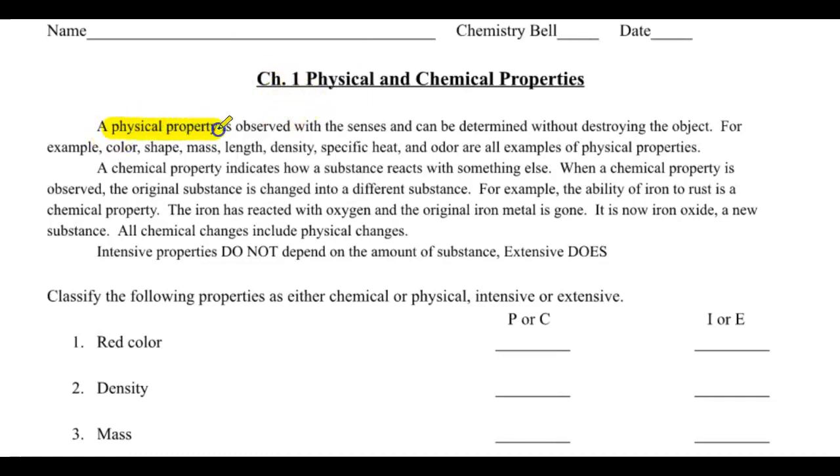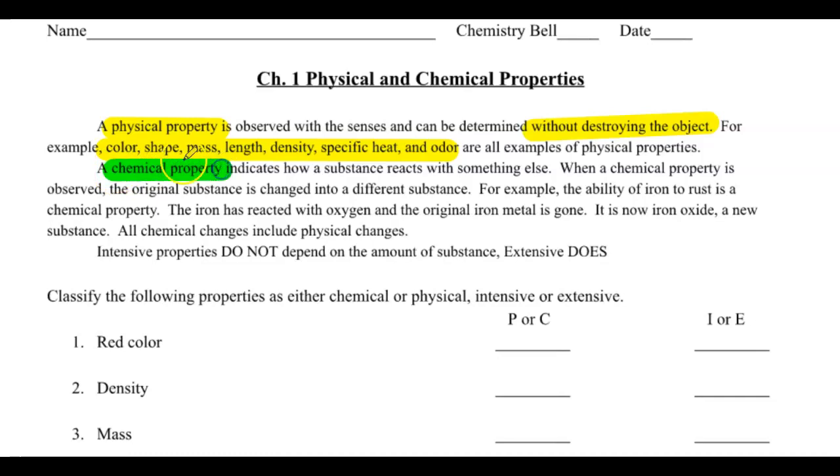So physical properties can be observed with the senses and can be determined without destroying the object. This is things like color, shape, mass, length, density, specific heat, and odor. Those are all physical properties.